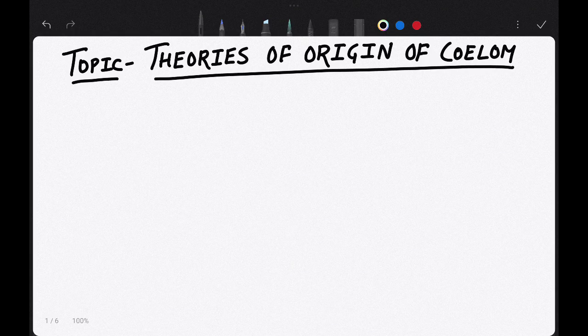See, what do theories mean? Theories mean it's like a hypothesis. There were various scientists or researchers who have given various theories based on evidence or studies that they have undergone, and these theories about coelomic development are known as the theories of origin of coelom. So let us study. There are various theories.